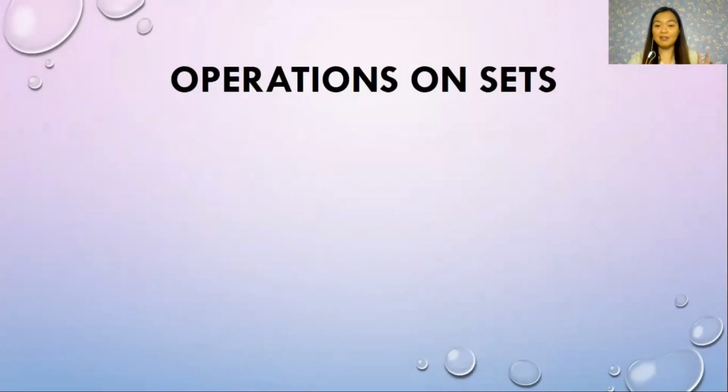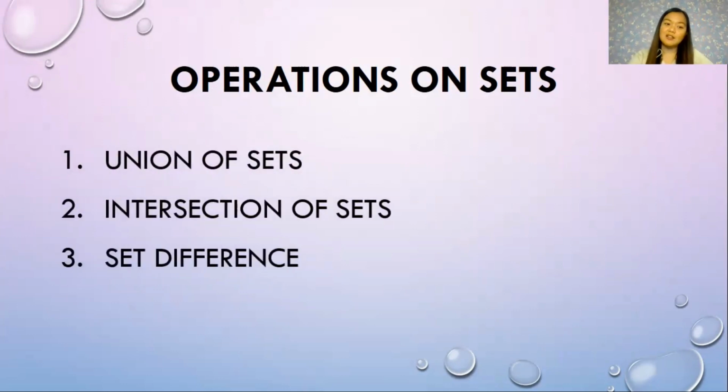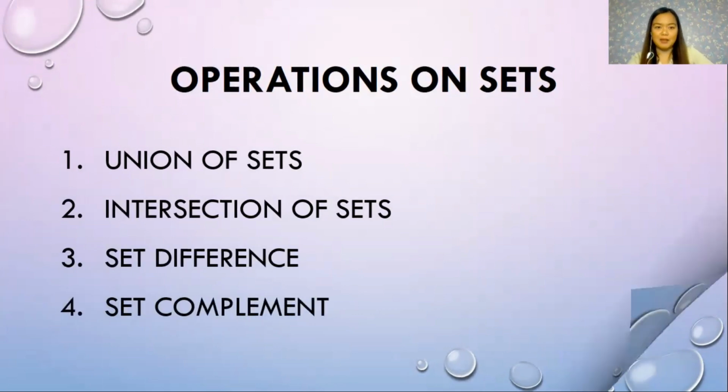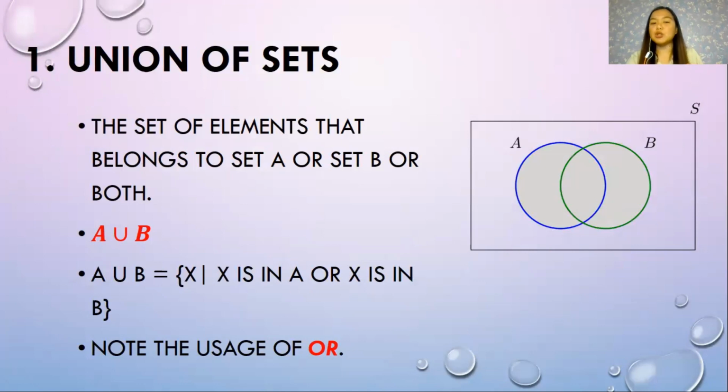So, ito na. The main topic for this lesson, operations on sets. So, there are 4 operations on sets. We have the union of sets, the intersection of sets, set difference, and the set complement. Okay, so first, union of sets. Union. So, the set of elements that belongs to the set A or set B or both. So, yung mga nasa set A, yung mga nasa set B, at pwedeng silang dalawa nandoon sa set na yon. So, the symbol for that is like a U shape.